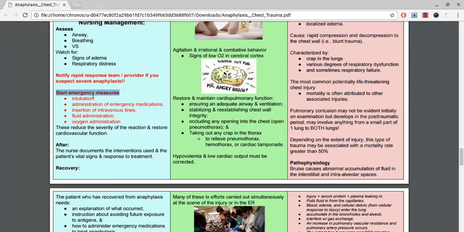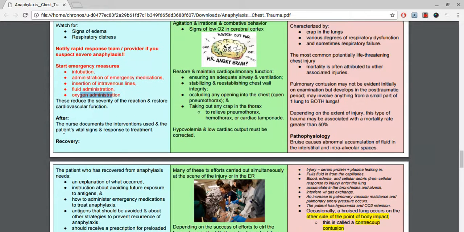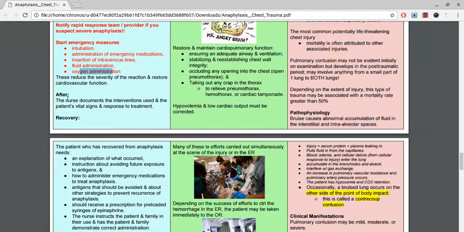And fluid administration is going to start because, like I said, the biggest problem with anaphylactic shock is that the blood vessels have dilated too much, and thus the vital organs like the brain and the heart aren't receiving enough perfusion. So you're going to want to increase the fluids inside of the blood vessels to increase the blood pressure and hopefully increase the perfusion. And you're going to administer oxygen as well for the very same reason, to increase the perfusion. Okay? This is going to reduce the severity of the reaction and restore cardiovascular function.